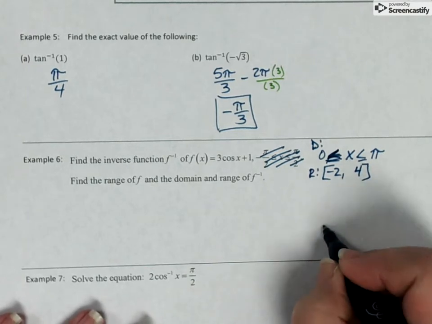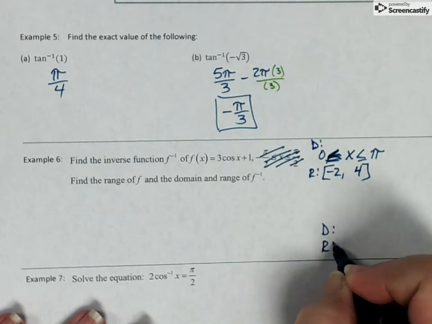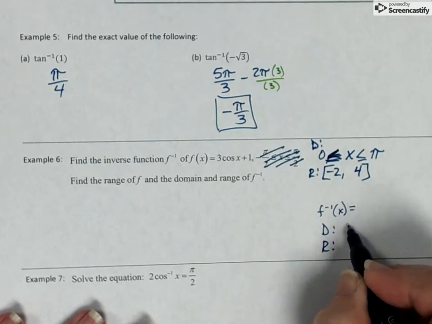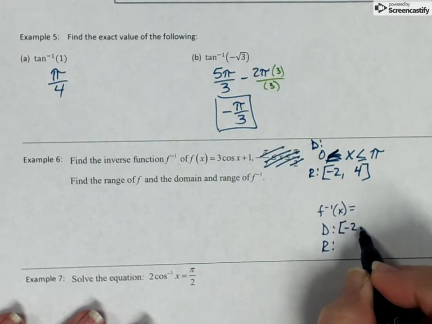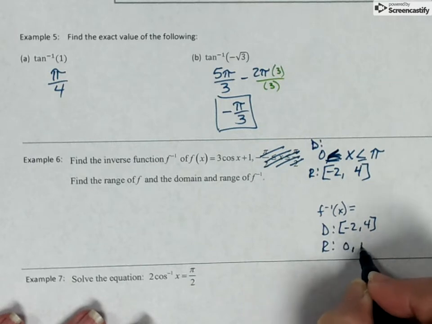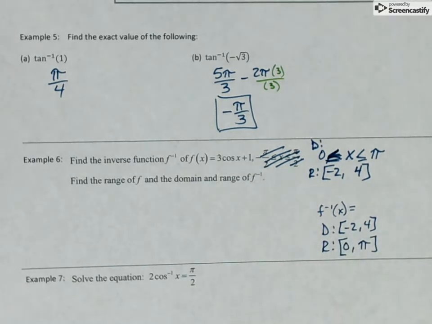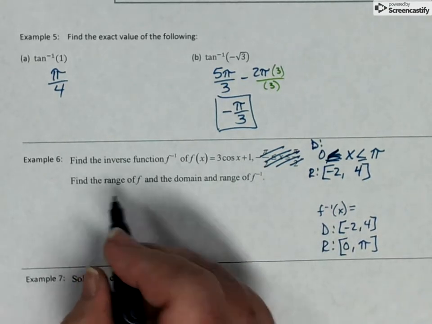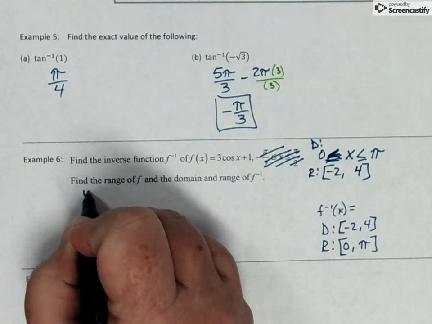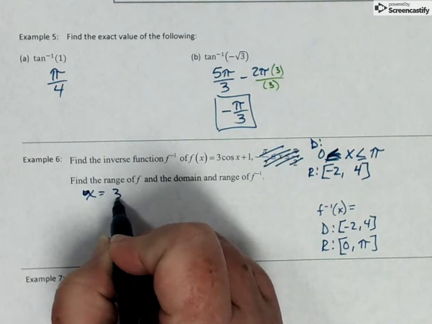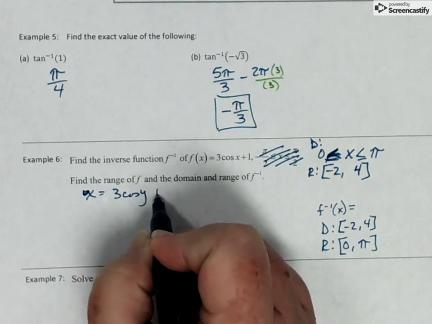So what do you think the domain and range of my inverse function is going to be? Well, they're going to switch places. So the domain would be negative 2 to 4, and my range would be 0 to pi. But first, let's go find the inverse function. What's step 1? Swap x and y. So we're going to rewrite this as x equals 3 cosine of y plus 1.